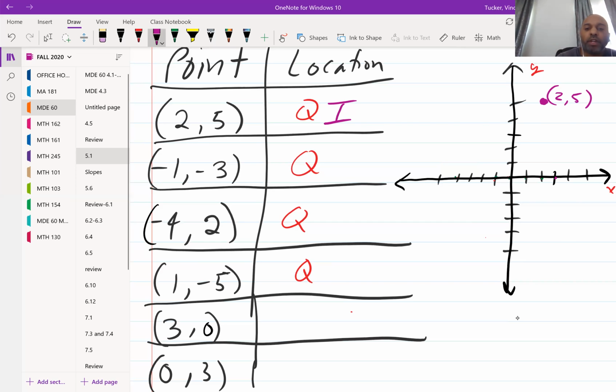Next one, -1, -3. Start at your origin once again, go to the left 1, down 3. That's -1, -3, and that puts us in quadrant 3. Next one, -4, 2. Start at your origin, go to the left 4, up 2. That puts us in quadrant 2.